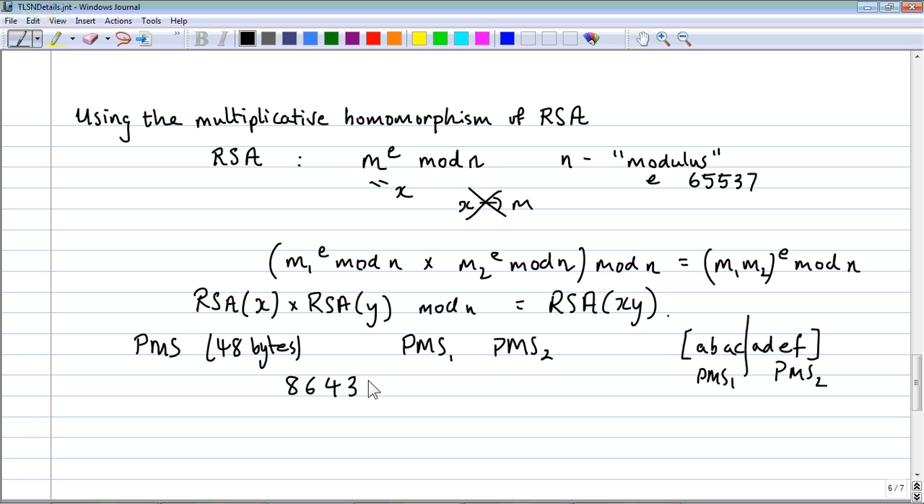864,321. All right. So if I split that, the first half is the higher order bytes. It's 1,000 times 864. It's certainly not the case that this is in any way related to a product. So we've got a problem here, which is that if we want to use the RSA homomorphism to combine the 2 halves of the master secret, we can't do it in a naive way.